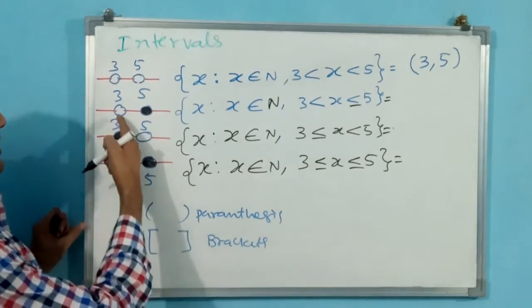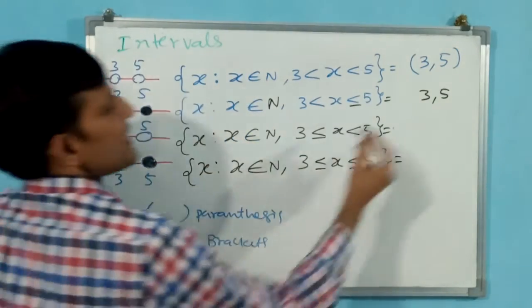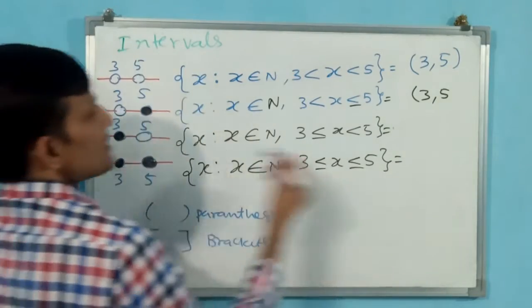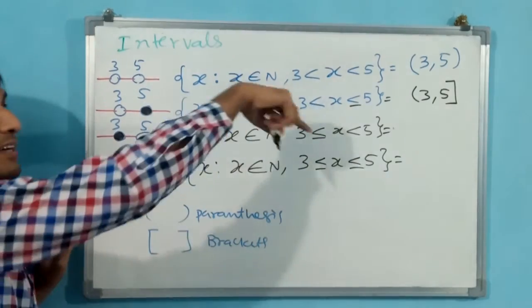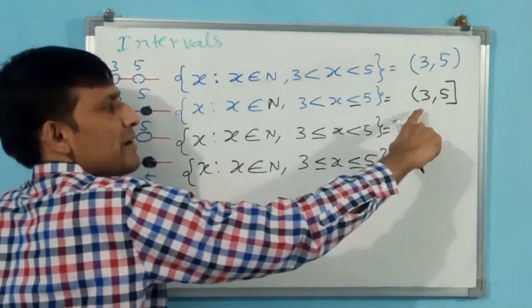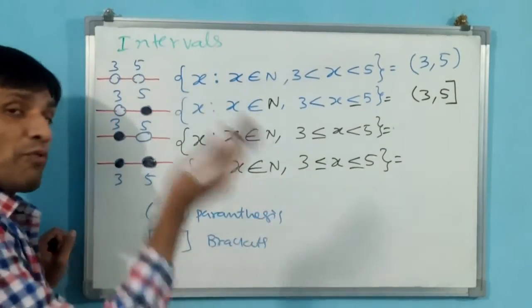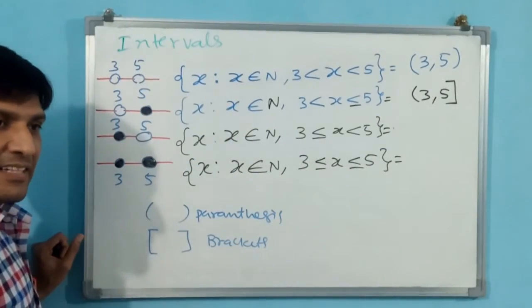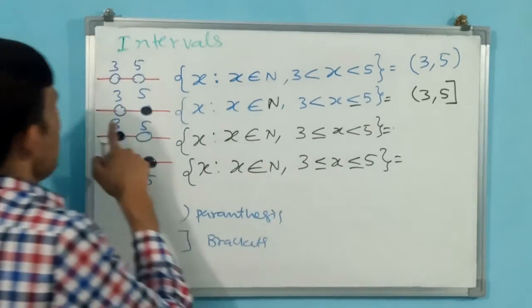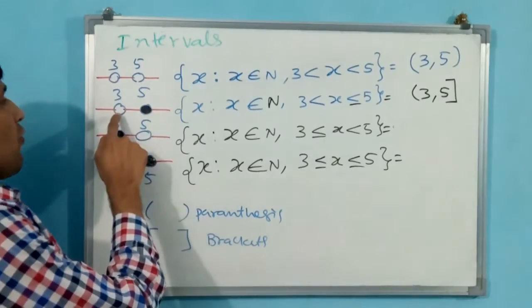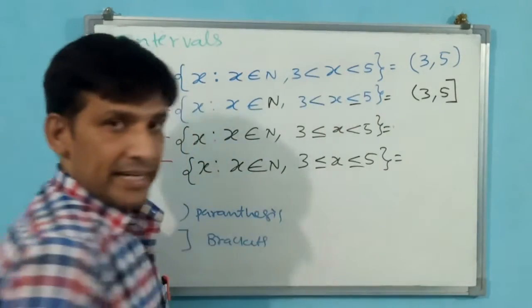Okay. Now see 3, 5 again I am writing. Open is there. Okay. Open. Close is there. Then you put bracket. Both are different. You see parenthesis, one bracket. Which side bracket? Which side parenthesis? Closed interval side, bracket. Open interval side, parenthesis. Open interval side parenthesis. Closed interval side bracket.